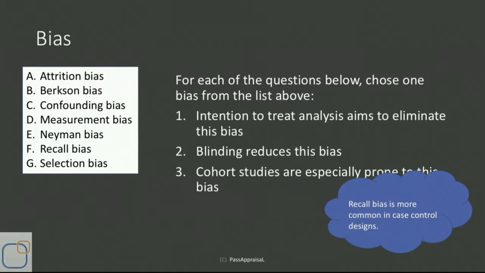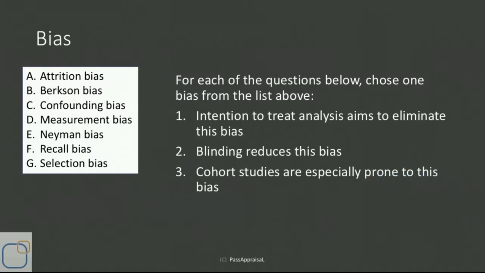Question 3. Cohort studies are especially prone to this bias. Cohort studies are especially prone to attrition bias. Remember that. Recall bias is more common in case control design. So for question number 3, attrition bias will be common for cohort studies. A, D and A, those are the correct answers.